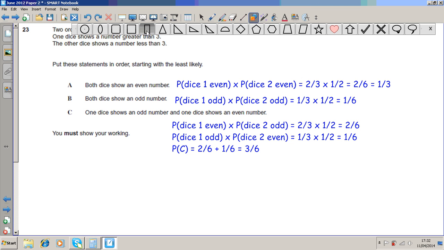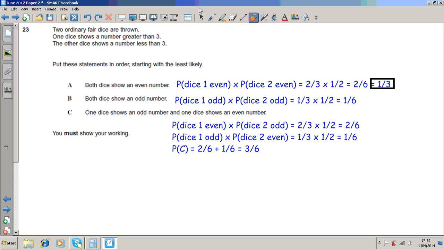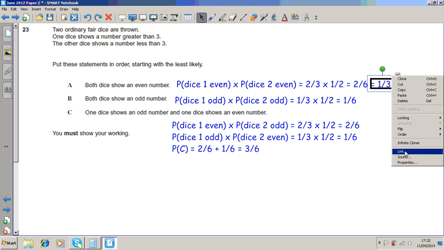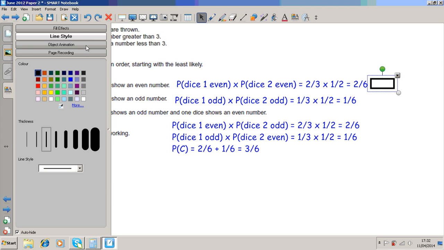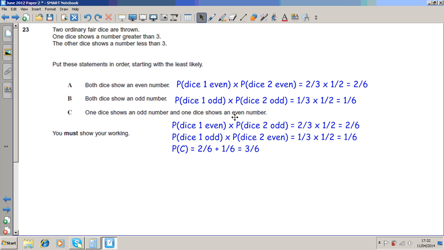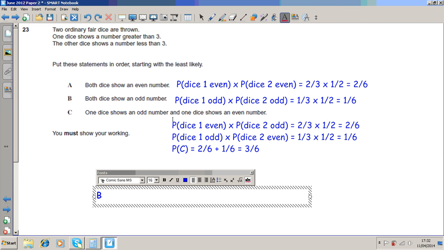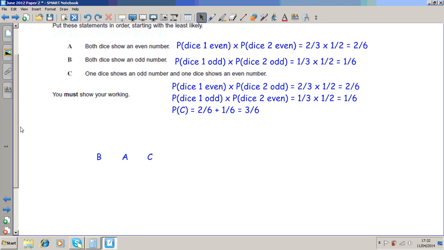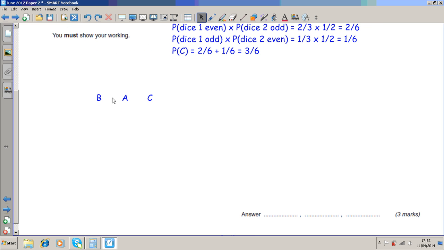Okay, it's probably easier if I didn't simplify that one there, because then we can compare them a lot easier. So I'm going to get my rubber out and delete that one. There we go. Now put them in order, starting with the least likely. The least likely then is your 1 out of 6 one, which is B. Your next least likely is your 2 out of 6, which is A, and your most likely is C, because 3/6 is the probability that happens altogether. B, A, C.